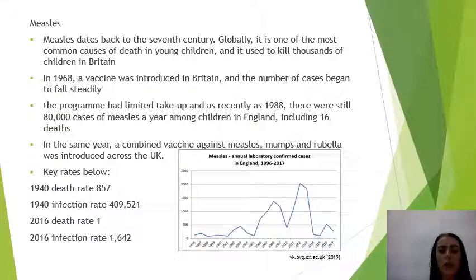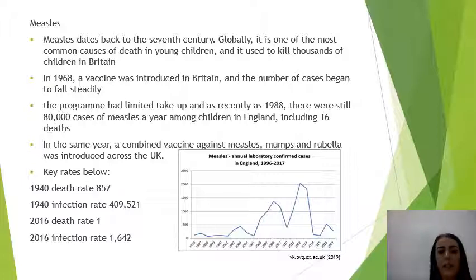We're going to look at measles now. Measles dates back to the 17th century. Globally, it's one of the most common causes of death in young children and used to kill thousands of children in Britain. In 1968, a vaccine was introduced into Britain and the number of cases began to fall steadily.